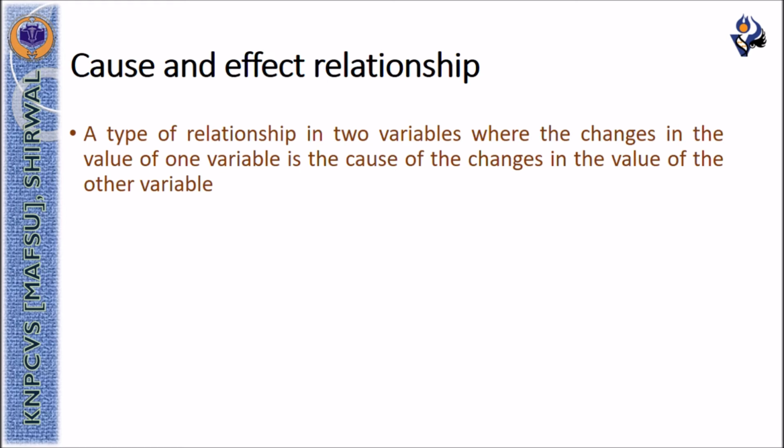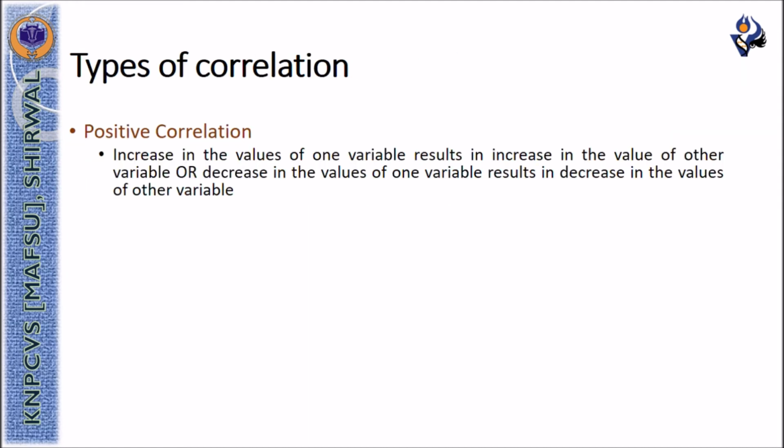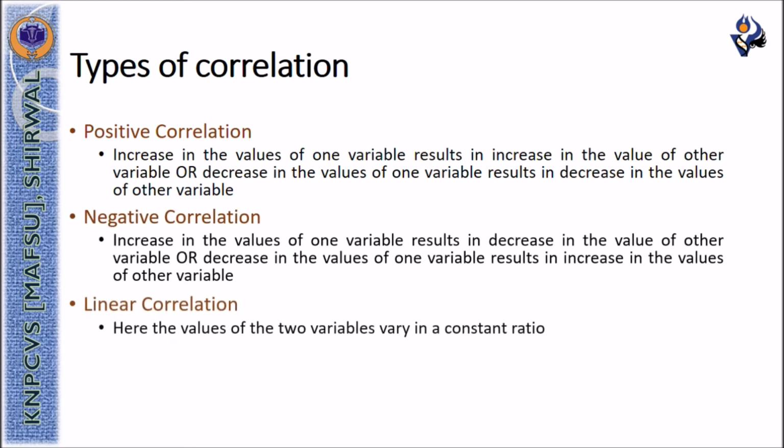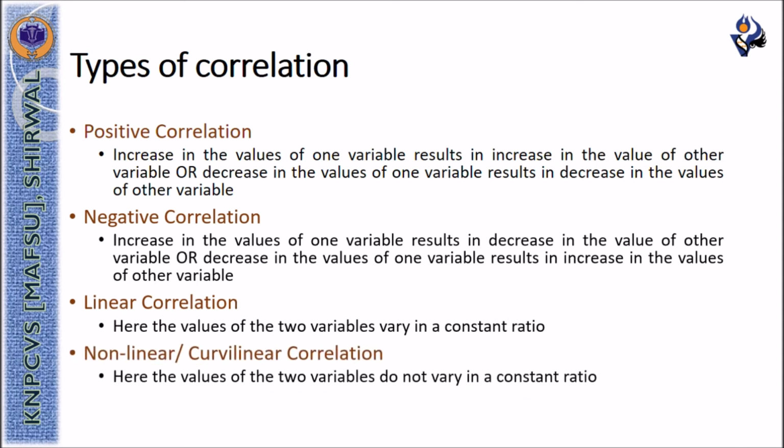A type of relationship in two variables where the change in the value of one variable is the cause of the change in the value of the other variable is known as cause and effect relationship. For example, rainfall and crop production. The types of correlation can be categorized as positive correlation, negative correlation, linear correlation, or non-linear or curvilinear correlation.